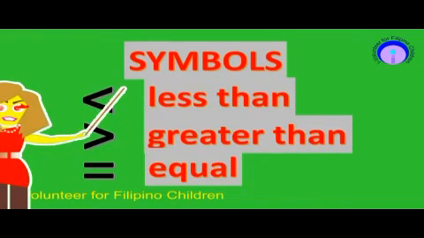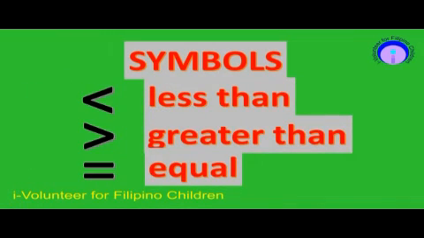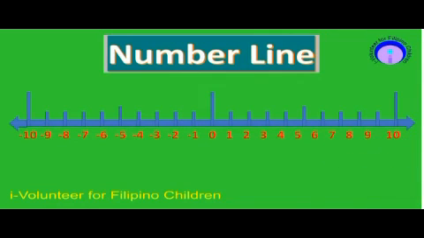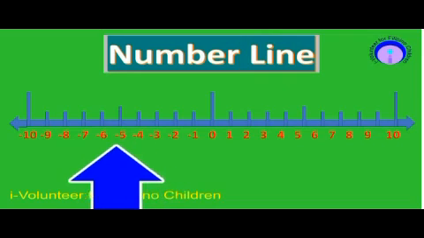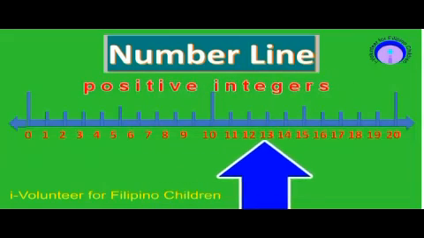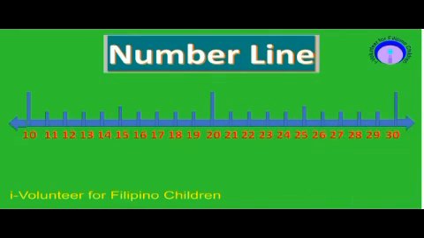After we have learned about number lines, we are going to discuss the symbols to compare numbers, namely less than, greater than, and equal sign. Mula sa 0 at pakanan, ito ay lumalaki ang kanyang value. At pakaliwa naman, ito ay lumiliit ang value. Ang pag-uusapan lang natin ay ang mga positive integers mula 0 hanggang 100. Tingnan natin kung totoo talagang ang nasa kaliwang bilang ay mas maliit kaysa nasa kanan.